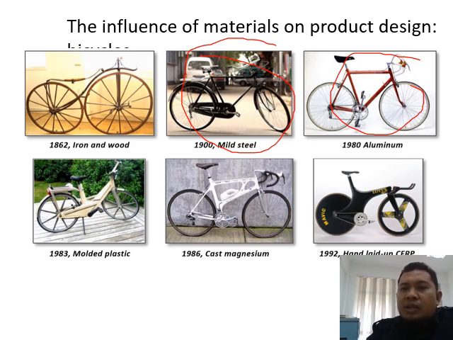Aluminium can also last a long time because aluminium itself is a very corrosion resistant material. Of course, you can have cast magnesium over here for extreme sport or for the lightweight. And then here is hand layout carbon fiber, which is very light and very expensive.